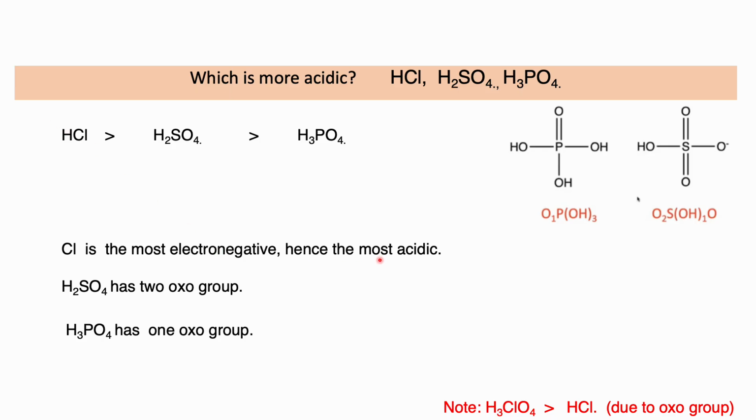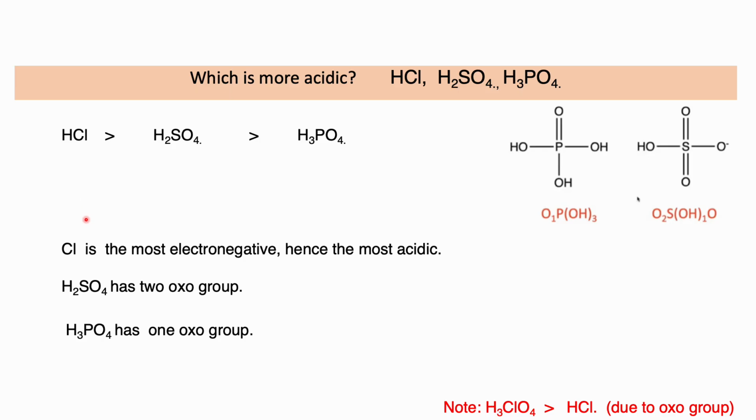Okay? So the most acidic here would be hydrochloric acid, followed by your sulfuric acid because it has two oxo group na. Okay? And since it has two oxo groups compared sa phosphoric acid, this one would be more acidic than this one. But hydrochloric acid is a lot more acidic than your sulfuric in terms of electronegativity. Okay? So those are your exception. Okay?